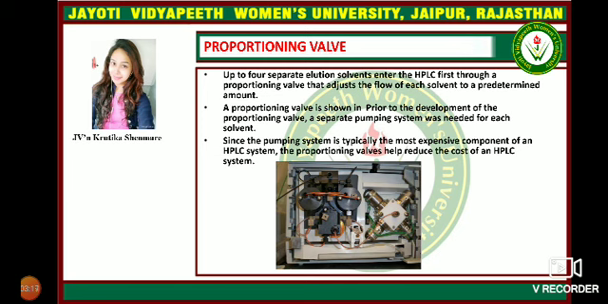Proportioning valve. Up to 4 separate elution solvents enter the HPLC, first through a proportioning valve that adjusts the flow of each solvent to determine the amount. The proportioning valve is shown in the figure. Prior to the development of a proportioning valve, a separate pumping system was needed for each solvent. Since the pumping system is typically the most expensive component of the HPLC system, the proportioning valves help reduce the cost of the HPLC system. The figure below shows the proportioning valve image.